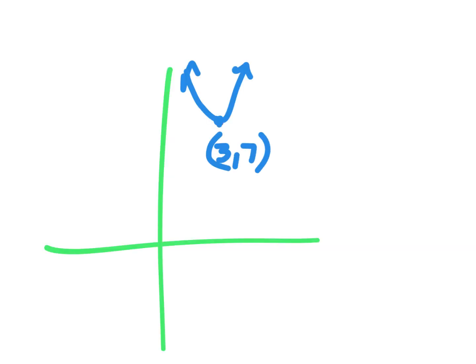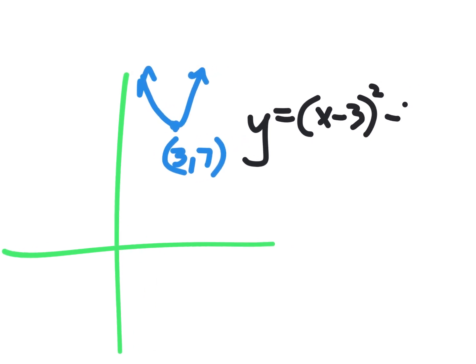If I tell you this is 3 comma 7, you automatically know a few things from the vertex. You know the highest or the lowest it ever went. You could answer, what is the equation for this in vertex form? Which would be, by the way, x minus 3 squared minus 7. Could you have written that?